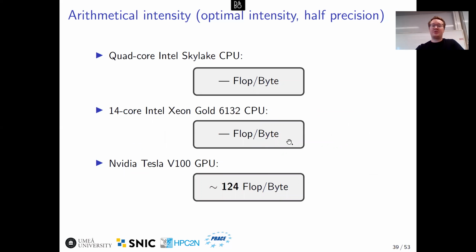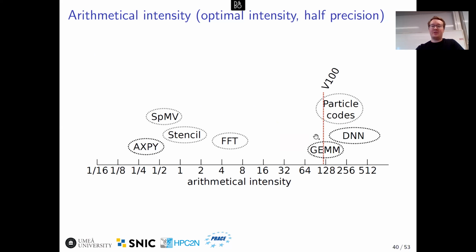And if you go to half precision, then if you use the numbers given by NVIDIA, the V100 has arithmetical intensity of 124. And in this case, actually, this jumps so far that now even some GEM operations might become memory bound, but deep neural network operations at least some of them are going to stay compute bound.